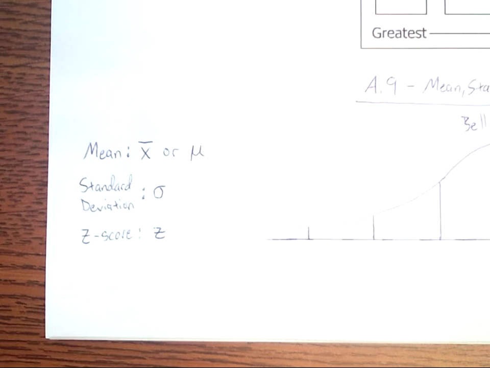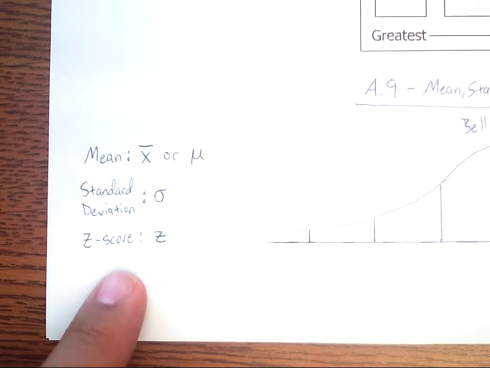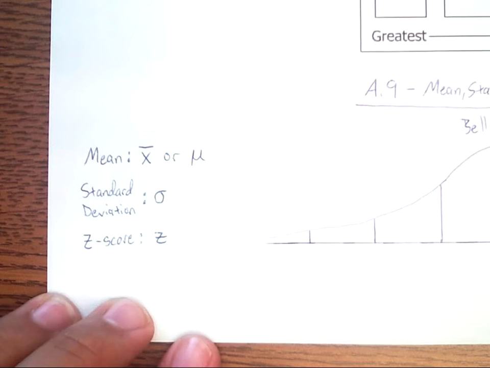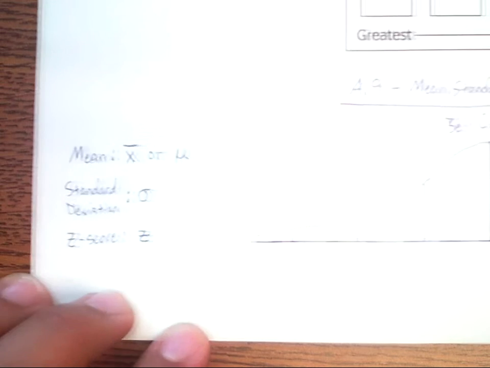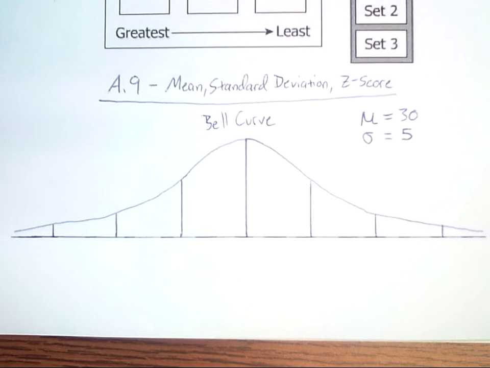And z-score is kind of a cool way to use the standard deviation to compare data sets. We're going to get into z-score a bit more. There's even a formula that you're going to learn, and thankfully it's given to you on your SOL. So back to our bell curve.